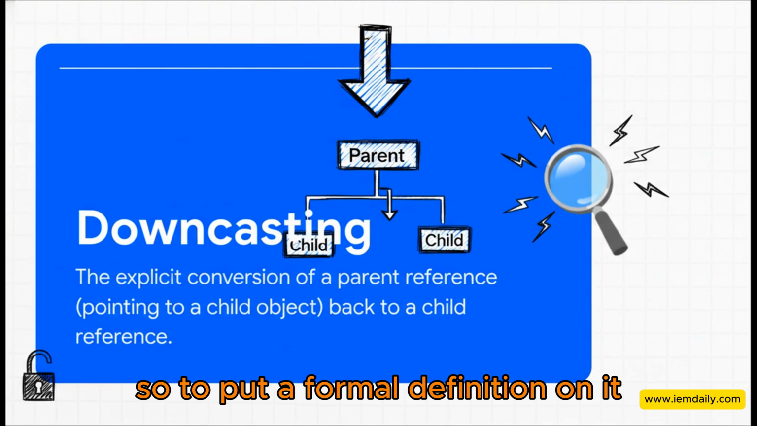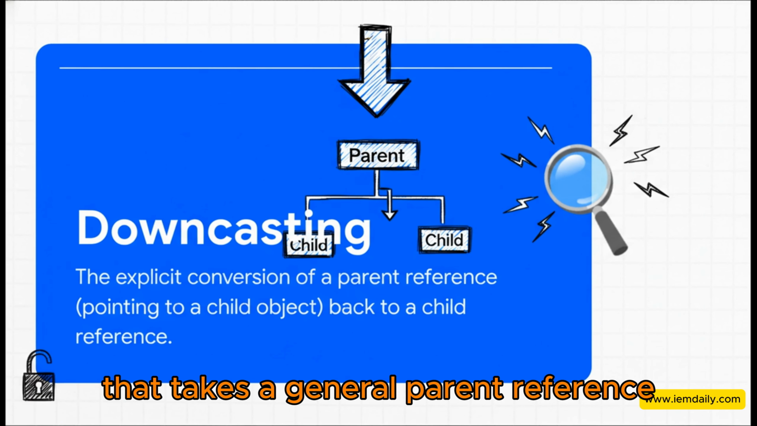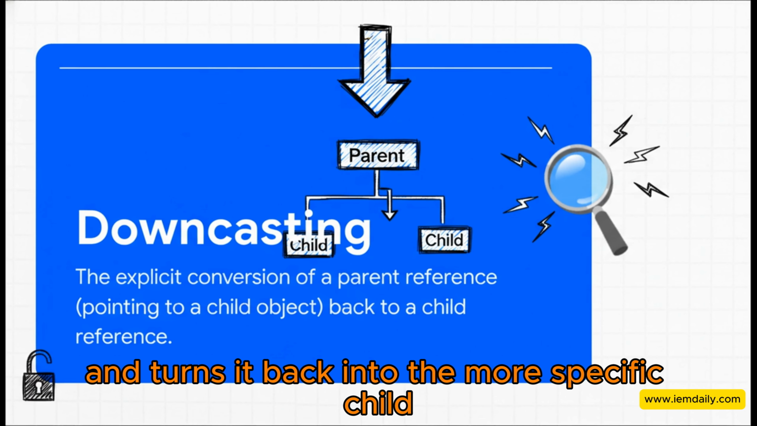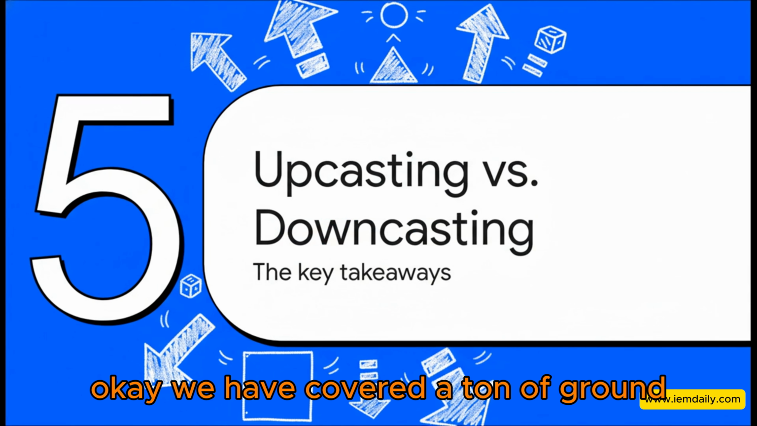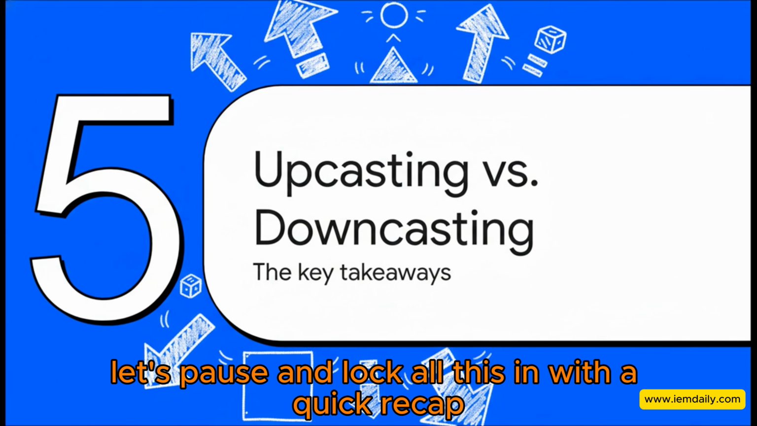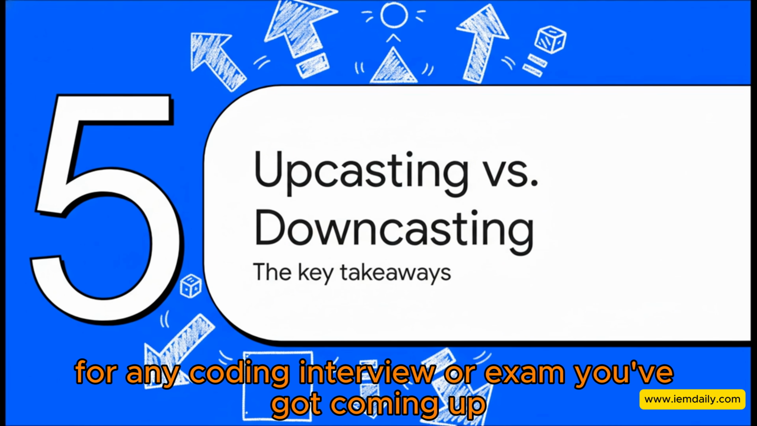So to put a formal definition on it, downcasting is just moving down the inheritance tree. It's an explicit, manual conversion that takes a general parent reference and turns it back into the more specific child reference that it truly is. Okay, we have covered a ton of ground. Let's pause and lock all this in with a quick recap. Seriously, this is the stuff you'll want to remember for any coding interview or exam you've got coming up.